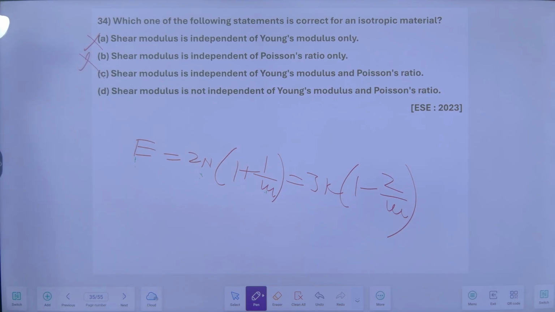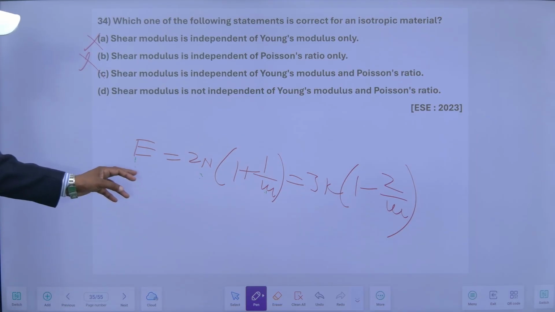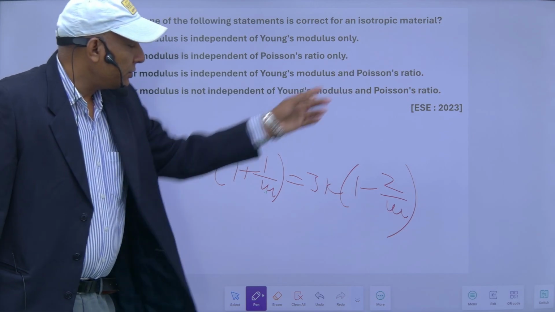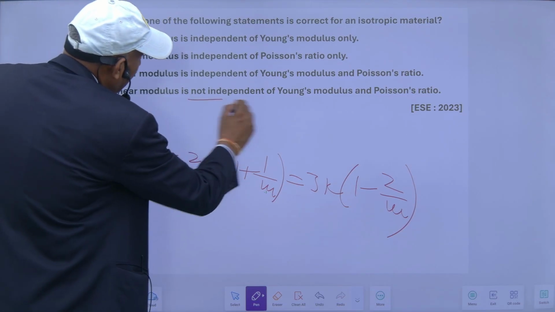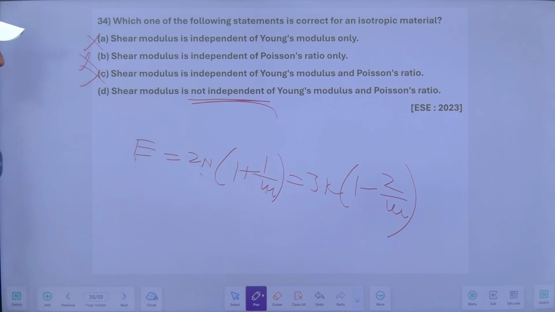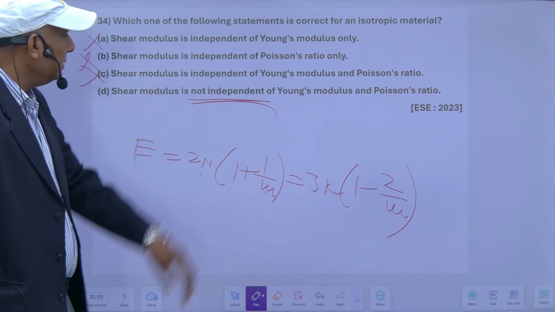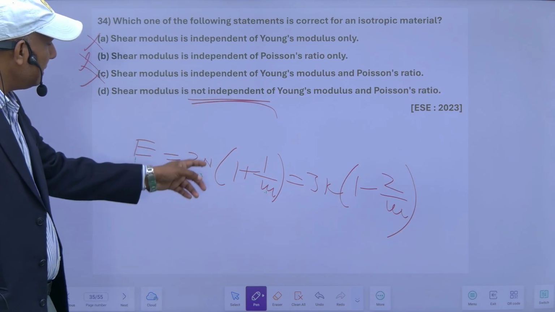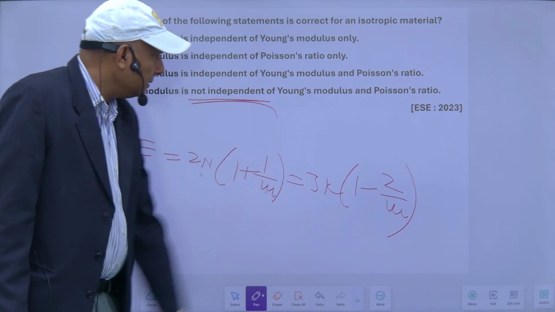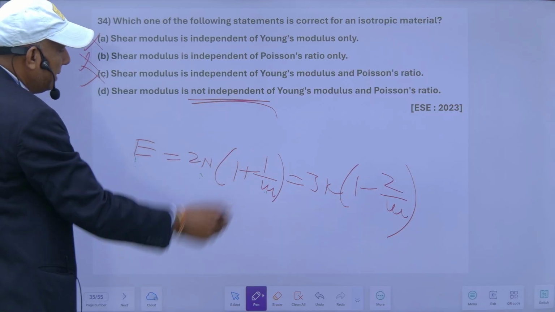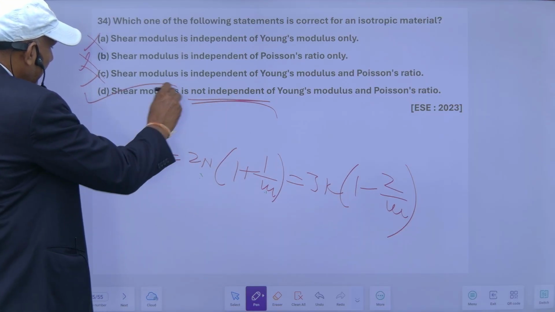Shear modulus is independent of Young modulus of elasticity? No, both are dependent. Poisson ratio. Shear modulus is not independent. Not independent means dependent. Yes, shear modulus n is dependent on this and this one. So not independent means dependent. So this is the right answer.